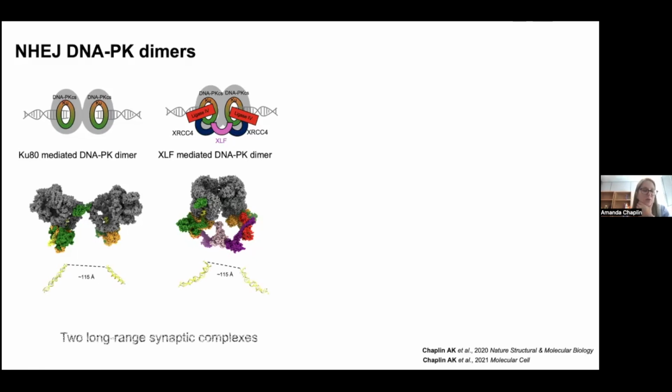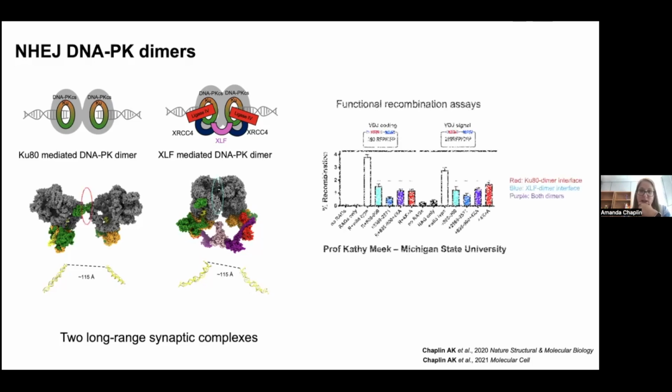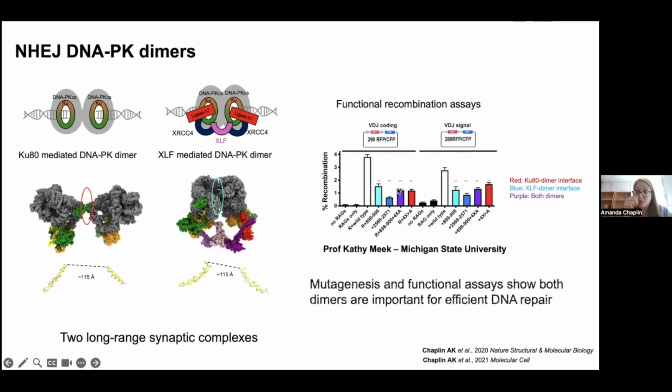So we have called these two long-range synaptic complexes because they're holding the DNA ends before they can be joined together. And so with a collaborator, Professor Kathy Meek at Michigan State University, we tried to disrupt these dimers to see if there was any effect in recombination or in repair. And you can see here, the wild type is in the white and all the colors are different mutants of these particular interfaces. And you can see there is a dramatic effect on efficient DNA repair. So these dimers are, in fact, important.